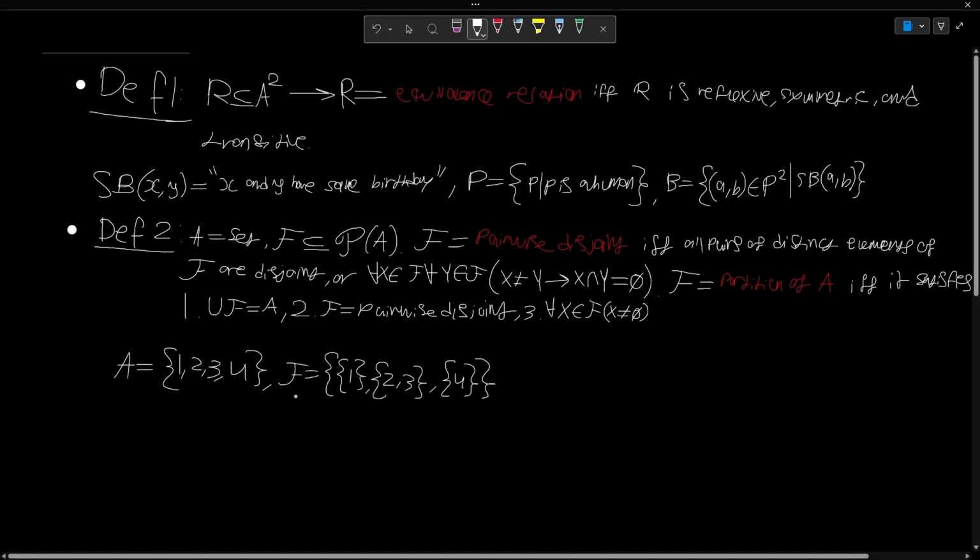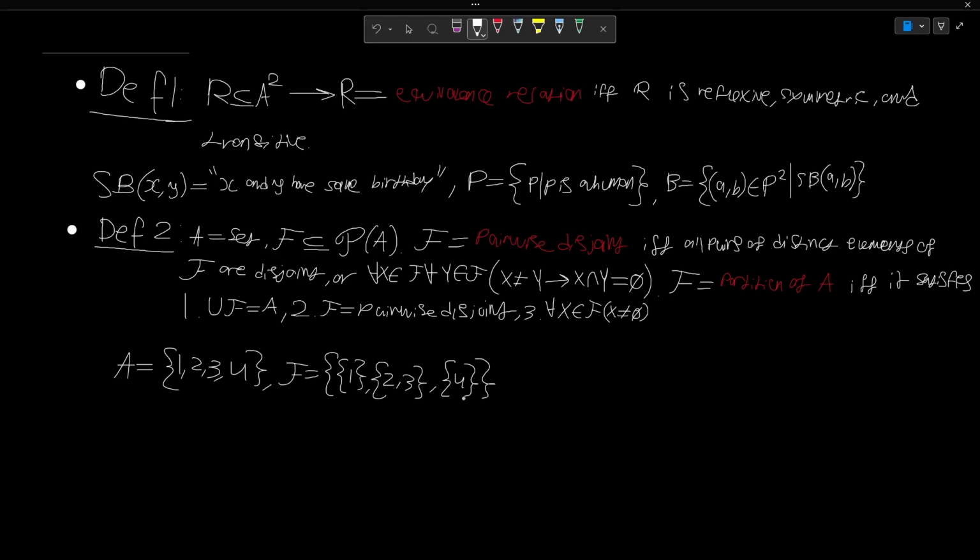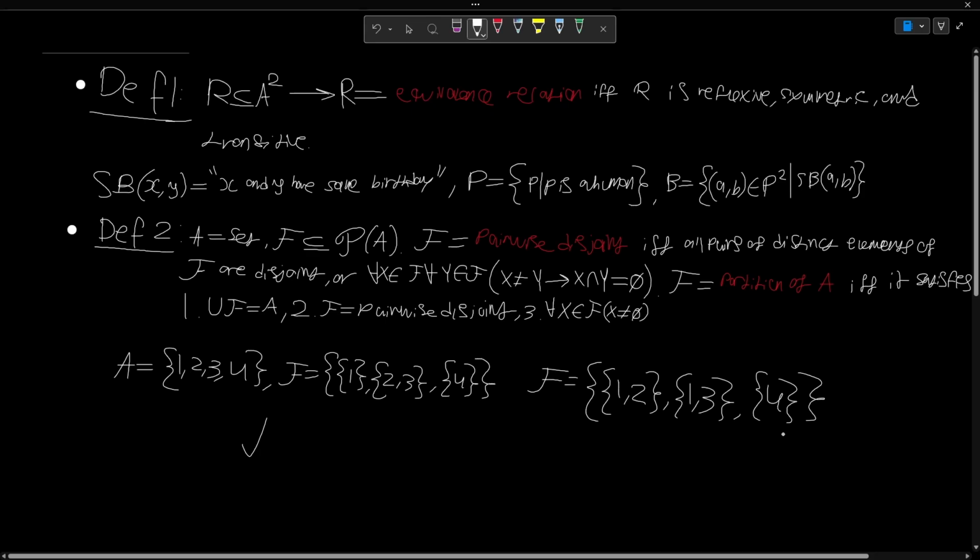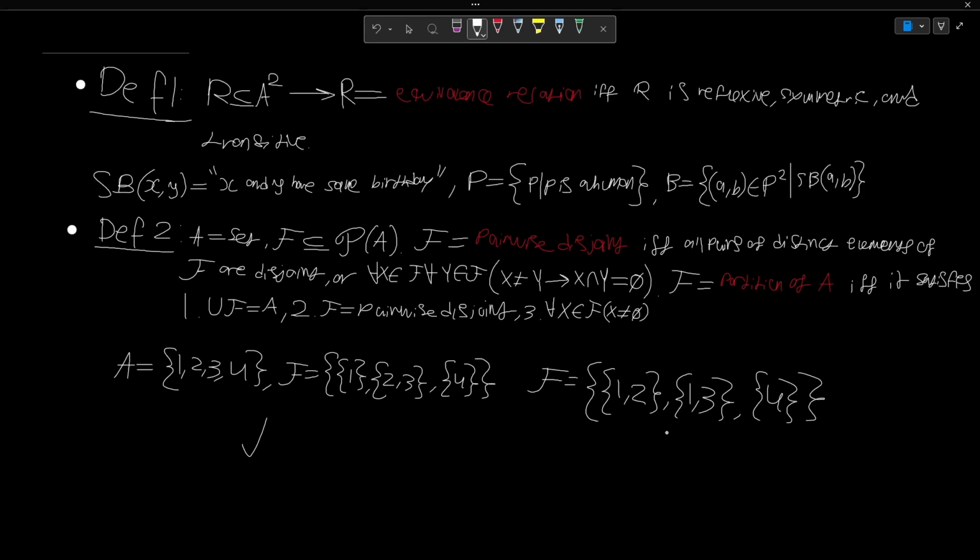So for example, if we define A to be this and F to be this, then we could call F a partition of A because first of all, its union is {1, 2, 3, 4}, which is A. We can see that no two elements have any common elements between them, so that satisfies the second condition. And clearly, no empty set is in here, so we could call F a partition of A. But if we let F be this, then it is no longer a partition of A because it doesn't satisfy the second condition anymore, since these two sets have 1 in common.